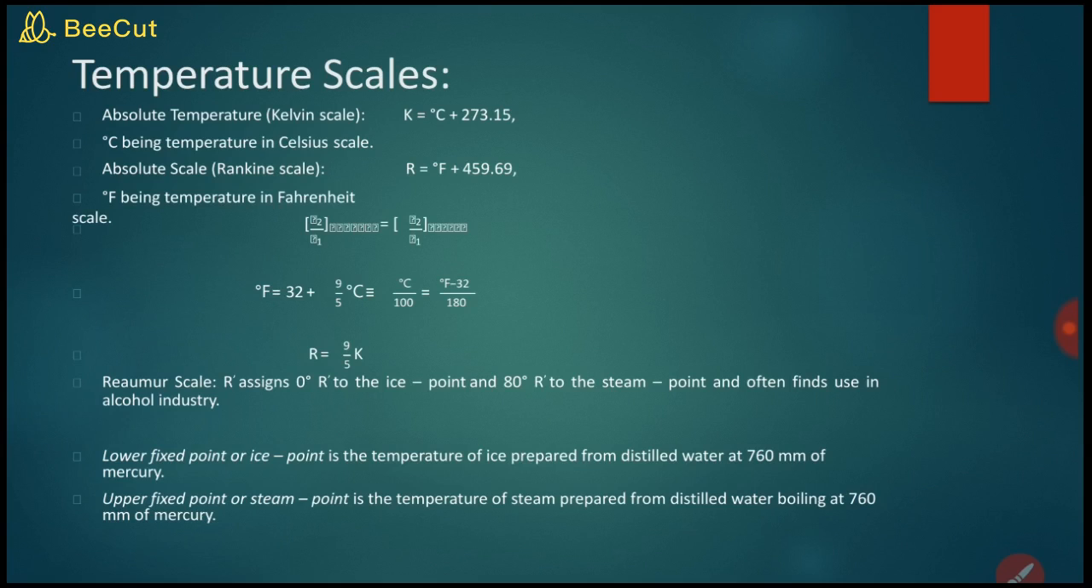Also we have the Reaumur scale, that is °R assigned 0 degree to the ice point and 80 degree to the steam point, and it often finds use in the alcohol industry. The lower fixed point or ice point is the temperature of ice prepared from distilled water at 760 mm of mercury, whereas the upper fixed point or steam point is the temperature of steam prepared from distilled water boiling at 760 mm of mercury.